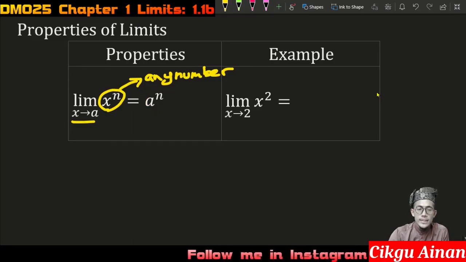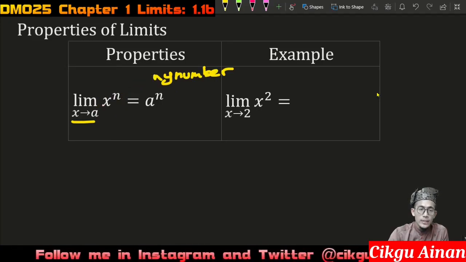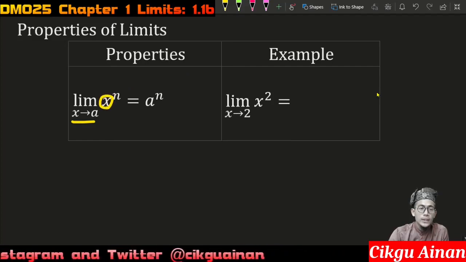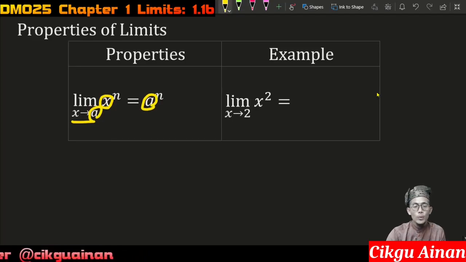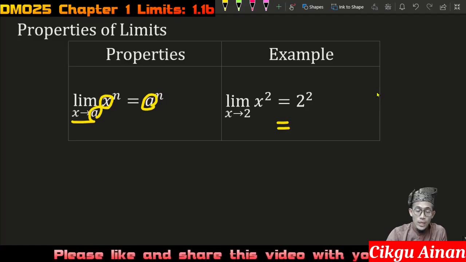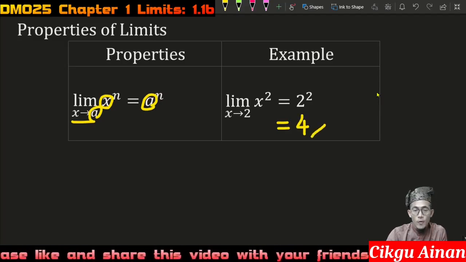As we can see here, we are just replacing any x with the value of a that we want. Over here it becomes a, right? So by using this property, the limit of x squared as x approaches 2 is 2 to the power of 2, or 2 squared. So we simplify it to become 4.